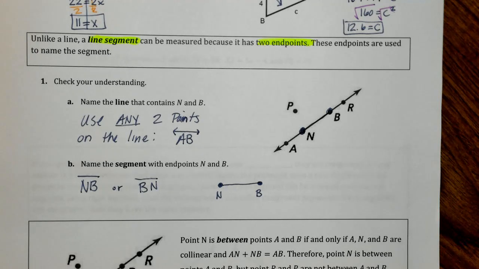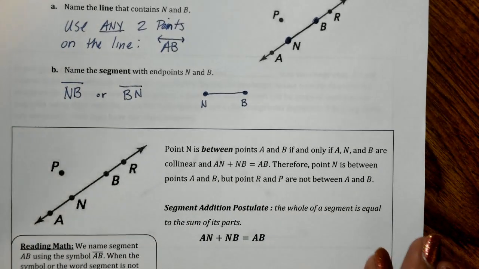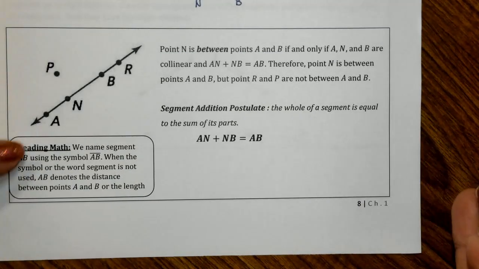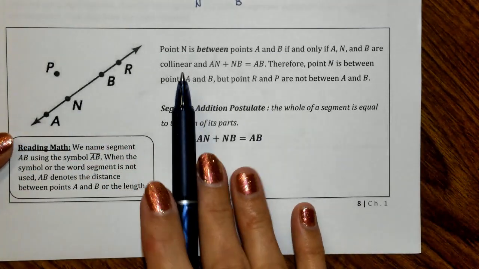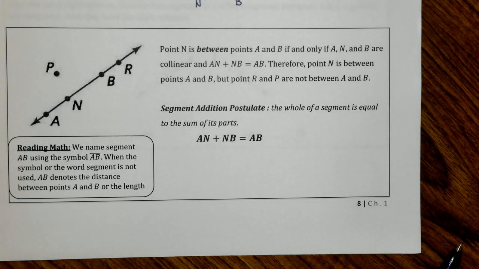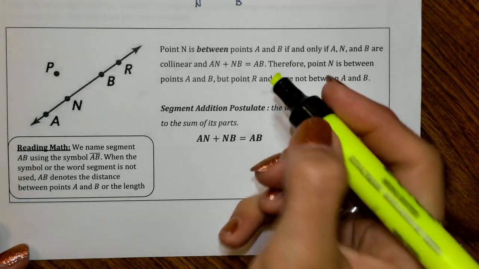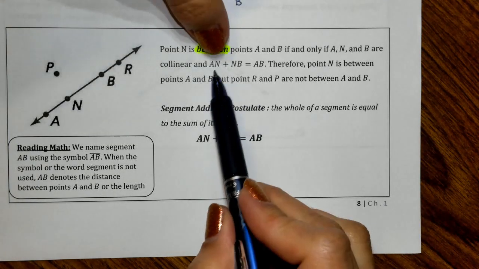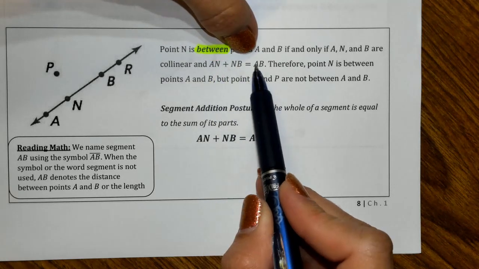So we can measure these and find distance between them. Right here on this line, in this example, point N is between. I want you to highlight that because you're going to see this a little bit later in mixed practice, where you'll be looking for certain words to tell you what formula-like thing to do. N is between points A and B if and only if A, N, and B are collinear, so they're on the same line, and AN plus NB equals AB.